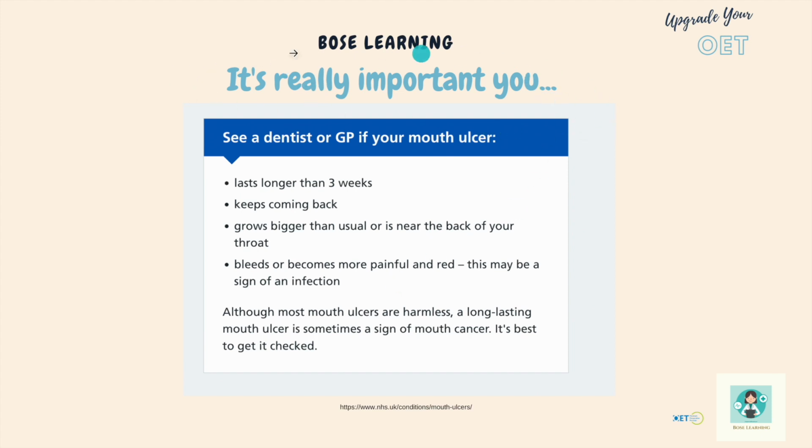Now, in the OET speaking test, you often have to signpost things. So if something is really important, you have to flag this up. You have to tell your patients and make it clear to them. It's really important you do this. Normally, be reassuring, mouth ulcers are usually harmless, but a long-lasting mouth ulcer is sometimes a sign of mouth cancer, so it's much better to get these things checked out. So warn your patients, tell them normally it's fine, but just keep an eye on it because it's much better to get things checked as early as possible.